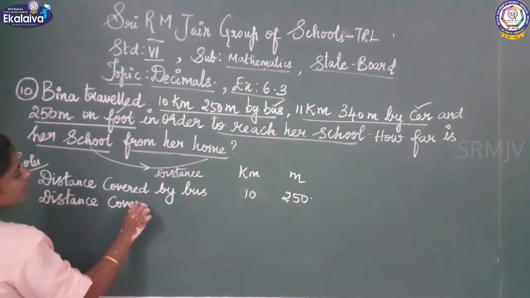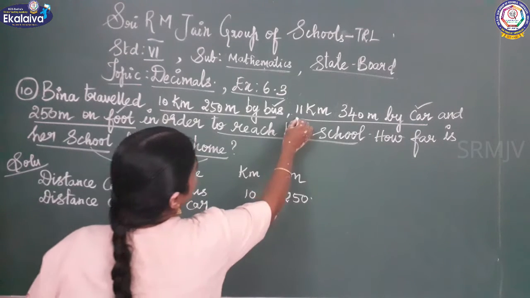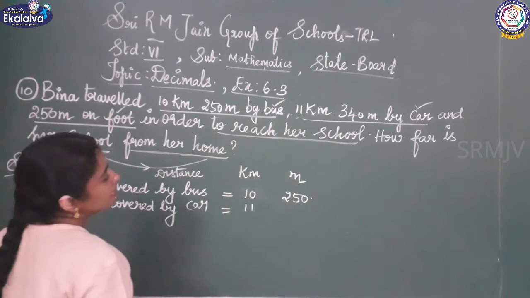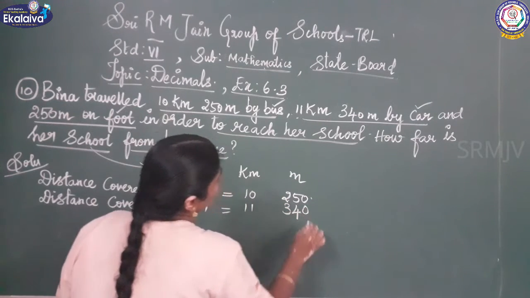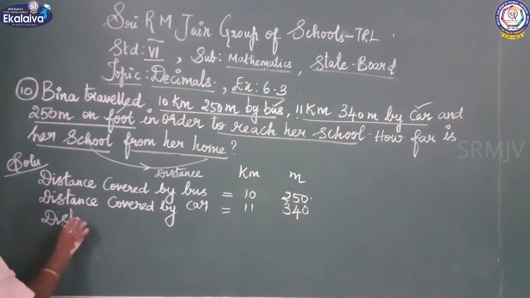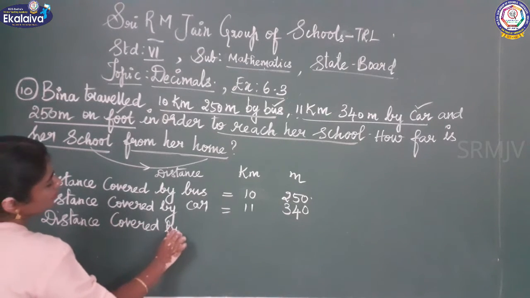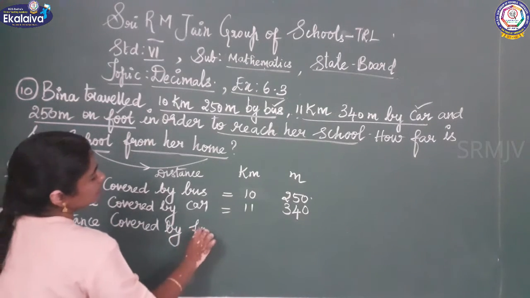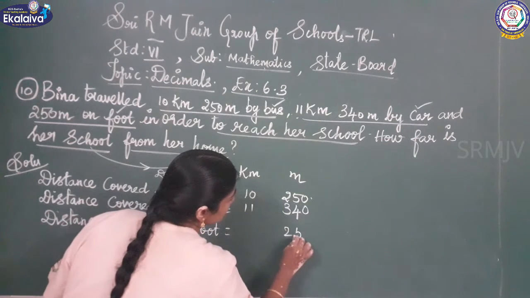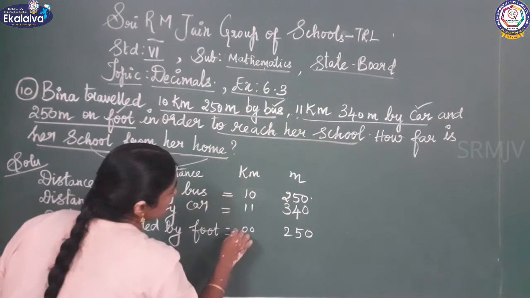Distance covered by car. What is it? 11 kilometer. So in the kilometer you write 11 and in the meter you write 340. Okay. Now by foot. Distance covered by foot. How much? There is no kilometer, only the meter is given. What is it? 250 meter. So here in the kilometer you just put a 0.